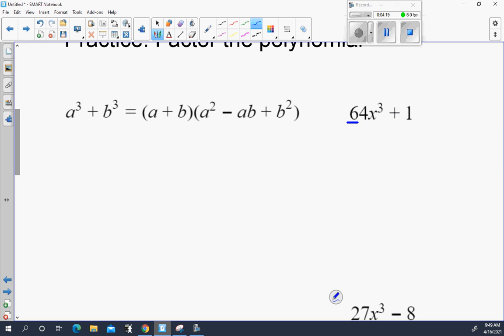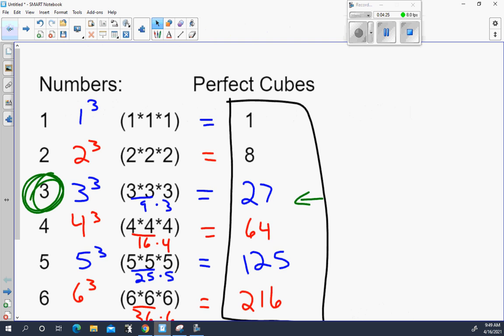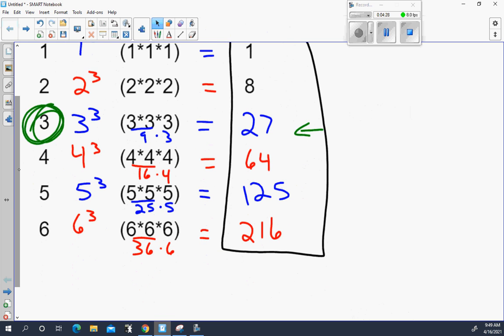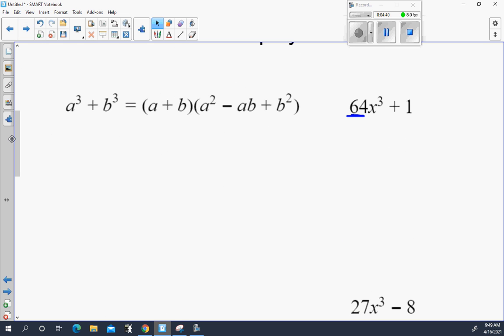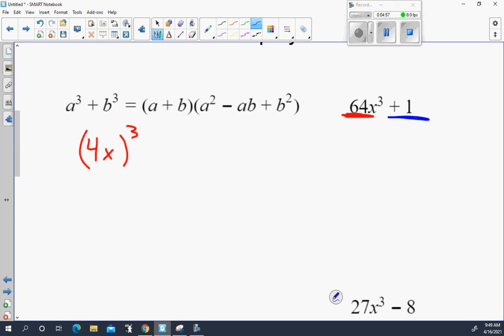My question to you guys, what's the cubed root of 64? If we have to go back, the cubed root of 64 is 4. So this can be rewritten as 4x to the third power. Sorry, I'll underline this in red. That is 4x to the third power. What's the cubed root of 1? We should all know that. It's plus 1 cubed.